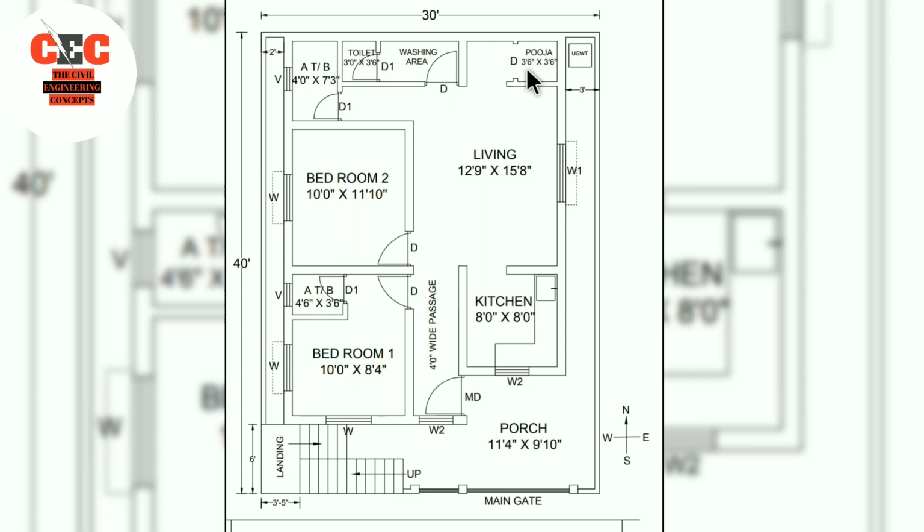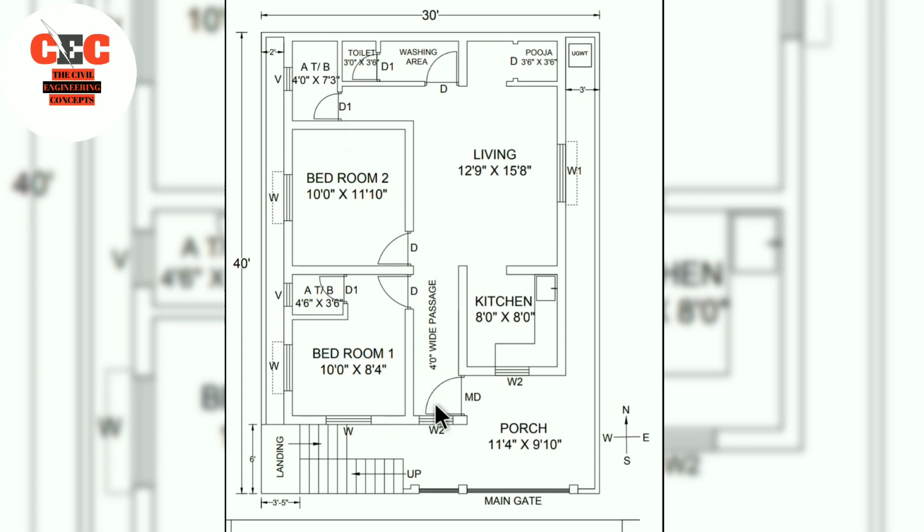Now coming to the puja room, the size of the puja room is 3 feet 6 inch by 3 feet 6 inch. Coming to doors and windows, the main door is 3.5 feet wide and for both the bedrooms 3 feet wide doors are provided, and for the puja room and washing area entrance 3 feet wide doors are provided. For toilet rooms and attached bathrooms, 2.5 feet wide doors are provided.